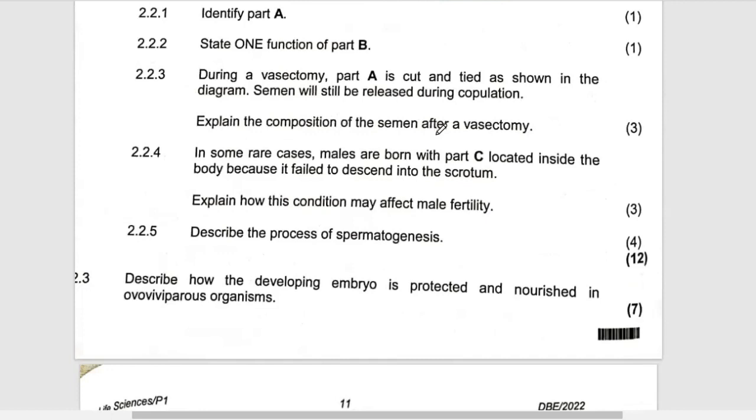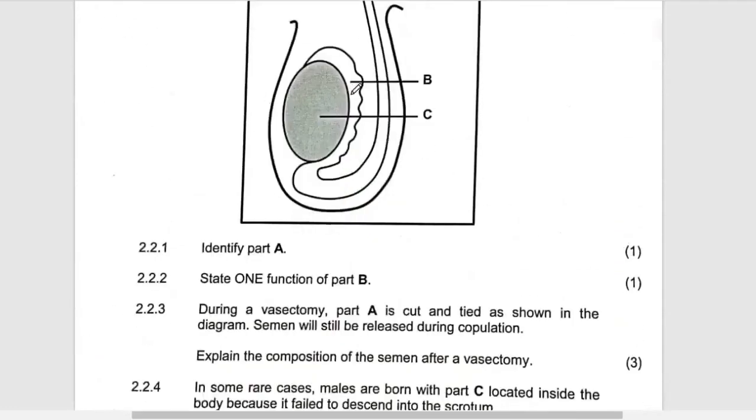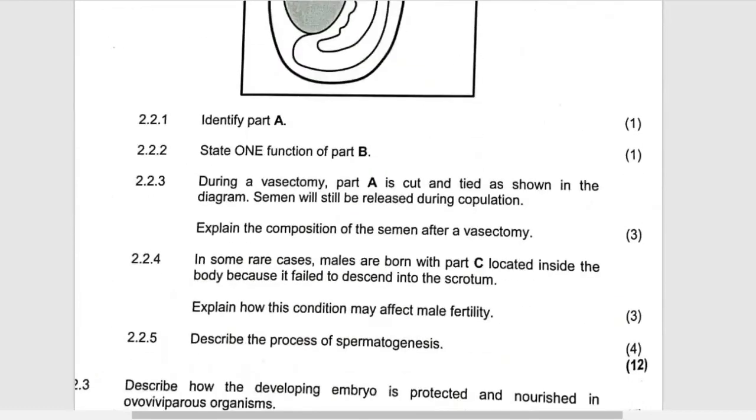Yes, basically semen will not contain sperms because now it has been blocked. If you look at it here, the sperms are here. They have been blocked. It means that they can't go up. So basically, they won't contain sperms. Why? Because they won't be transported. And if they are not transported, it means that what will be contained in the semen will be only the fluid coming from the accessory glands.